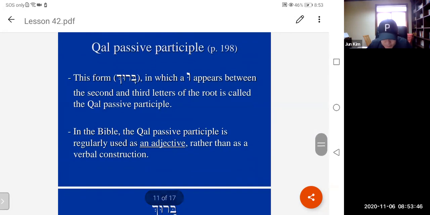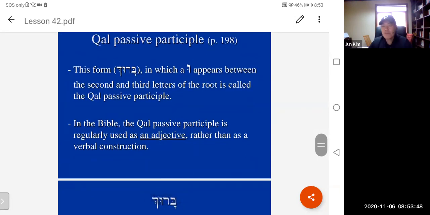Okay, another thing. As I said, the second verb is used in a special form again. This one is called the passive participle. In this form, Baruch, a shureq appears between the second and third letters of the root, and it is called the Qal passive participle. In the Bible, the Qal passive participle is regularly used as an adjective rather than as a verbal construction.